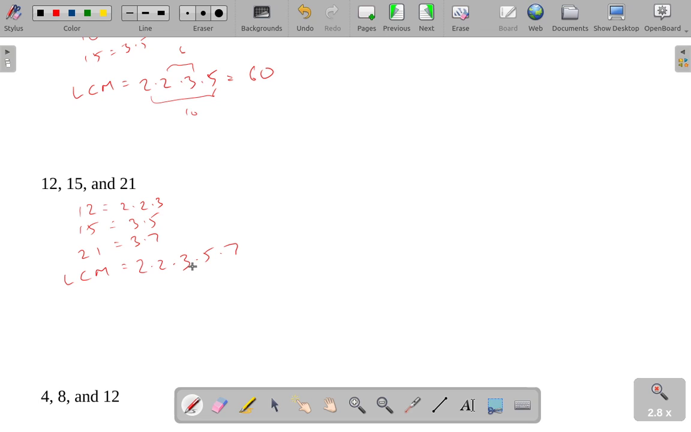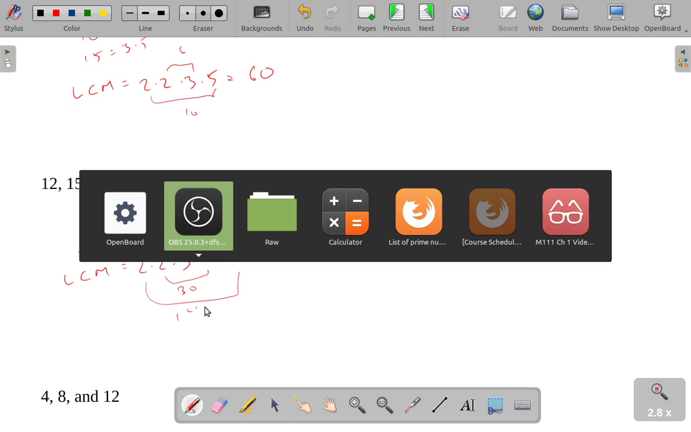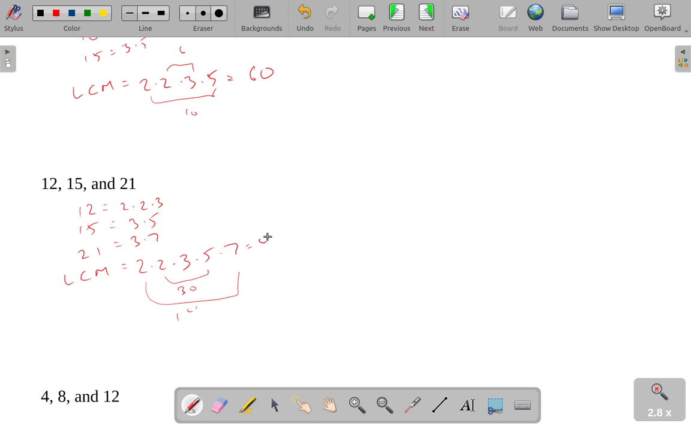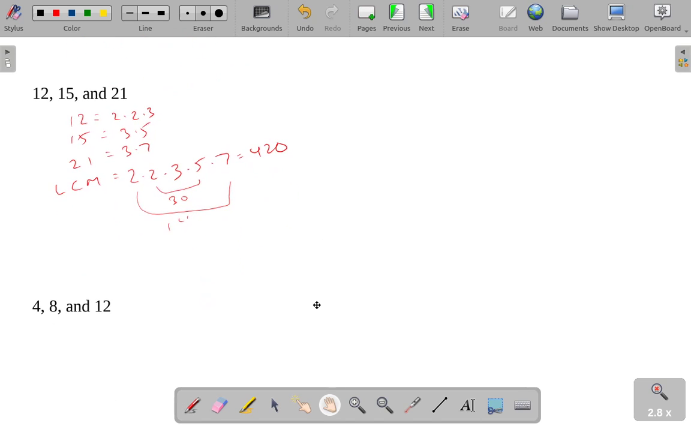And this one, let's see, there's a 10. Oh, I'll include that 3 there, so that's 30. And here we get a 14, so 30 times 14. 30 times 14 gives me 420. So the least common multiple of those 3 numbers is 420.